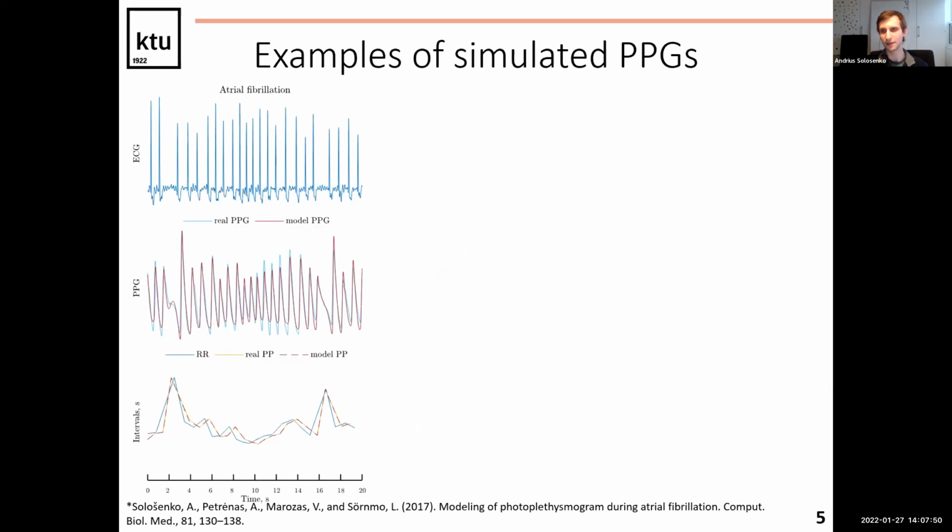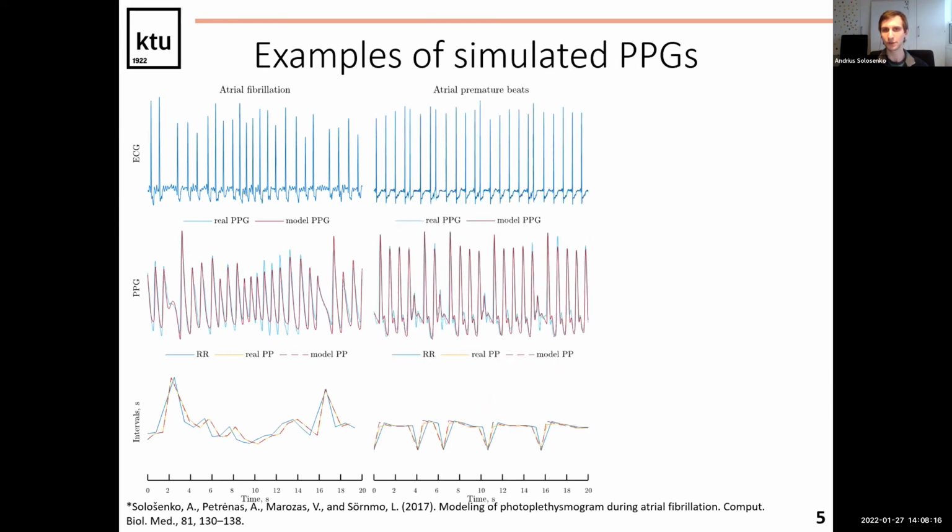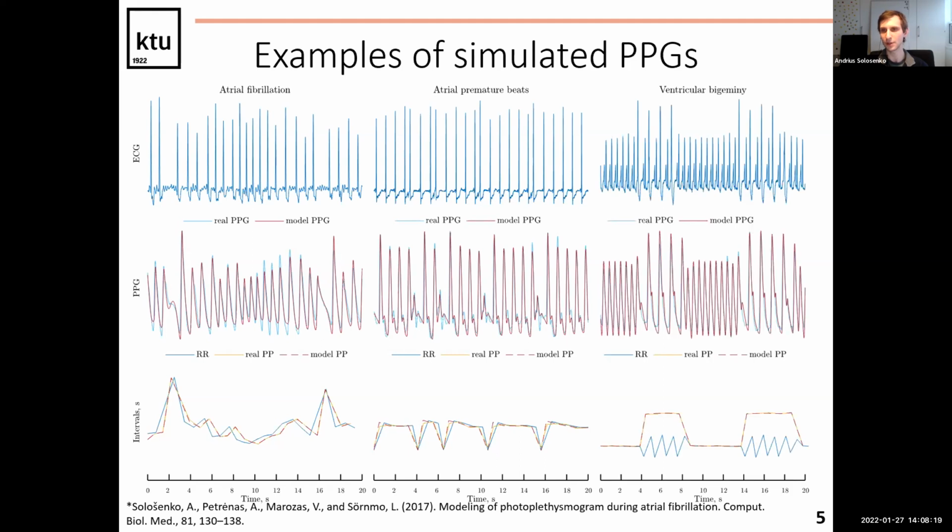And to back my claims that they are quite similar to the real PPGs, here you can see short signals of atrial fibrillation and the resulting simulated PPG signal, which is on top of the real one. As you can see, the difference is quite minimal compared to the real one. The same goes with the atrial premature beats and ventricular bigeminy. Although the RR intervals at the bottom are correlated with ECGs, there are some cases, like in ventricular bigeminy, where intervals extracted from the PPG signals are way different than those in ECG. It's due to the pulses being merged together.